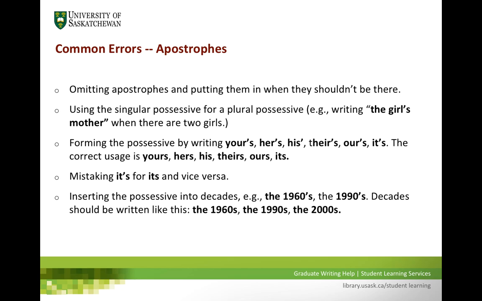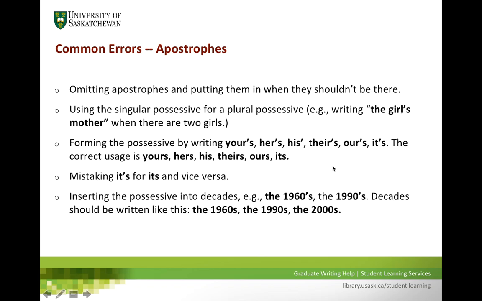Sometimes they use the singular possessive for a plural possessive. So for example, supposing you were writing about 2 girls and you were writing about their mother, then you'd say the girls' mother. But you wouldn't write it like this, the girl's mother, because this would just be one girl, singular. This is a singular possessive. So if you had 2 girls, then it should be G-I-R-L-S apostrophe.